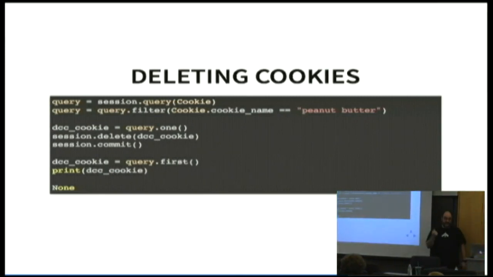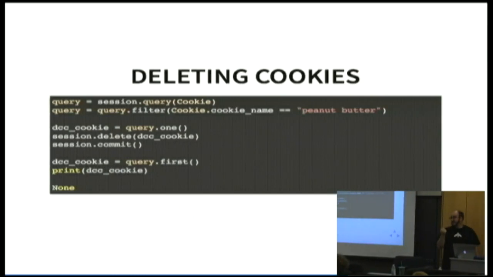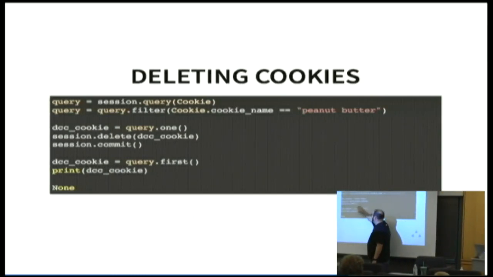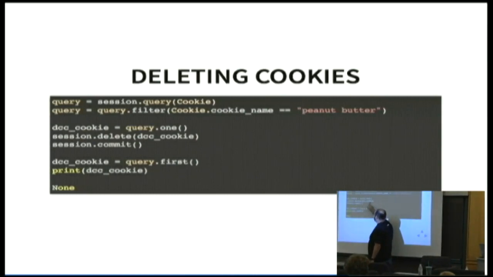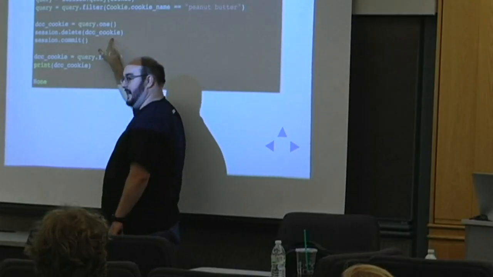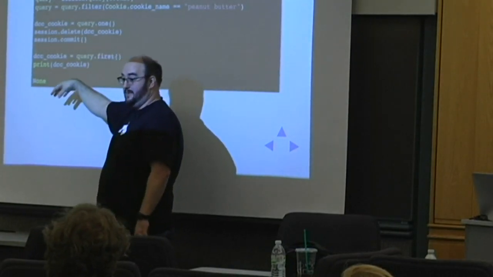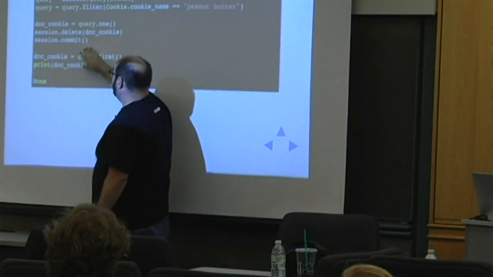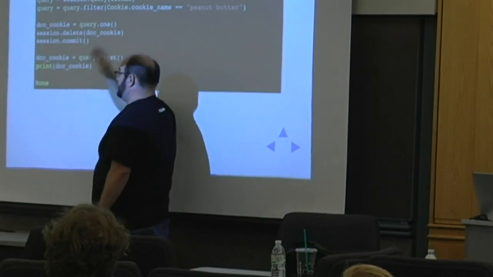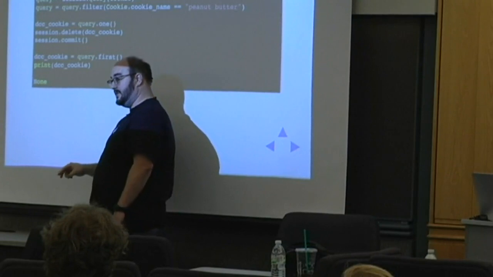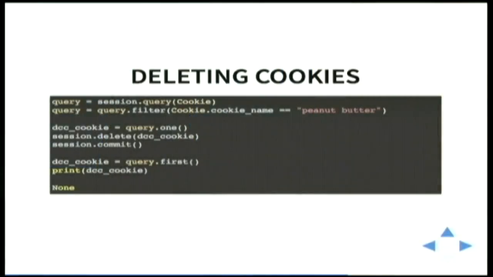Now, you still have that instance in reference, right? So in this case, when I got to this blank line, I would still have DCC_cookie. I could, in theory, add it back to the session, commit it, and it would be back in my database, right? But from this point forward, while I have an instance of it, it's not attached to the session. It doesn't exist in the database. Does that make sense? All right, excellent.